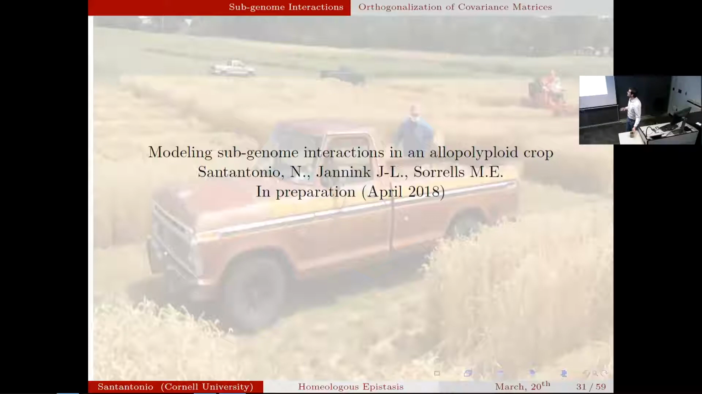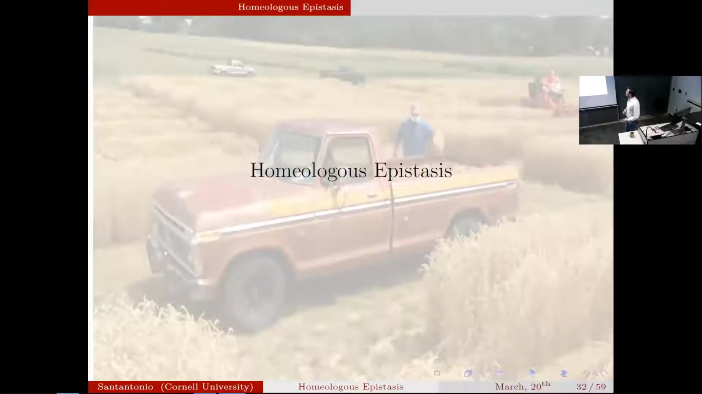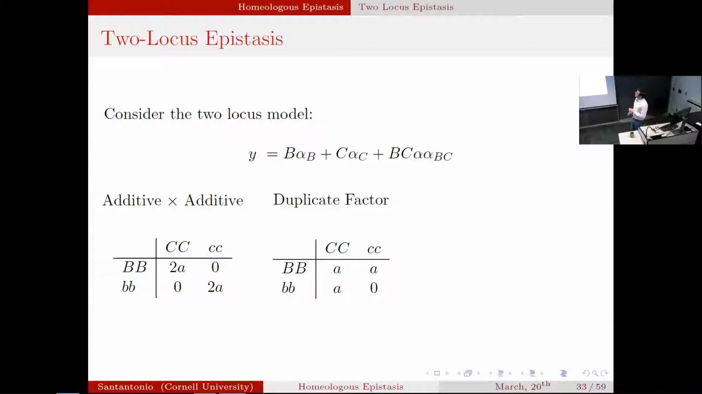So this paper is in preparation. It's really close. I'm hoping we're going to get this one out soon. But I want to talk about explicitly modeling homologous relationships. We can consider a 2-locus model, where we have a locus B, say on one genome, and a locus C on another genome, with additive effects alpha B, alpha C, and their interaction.